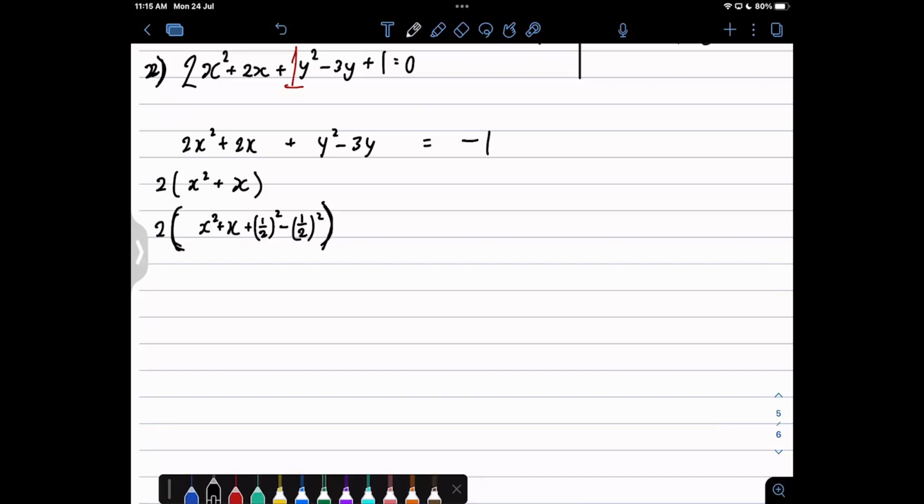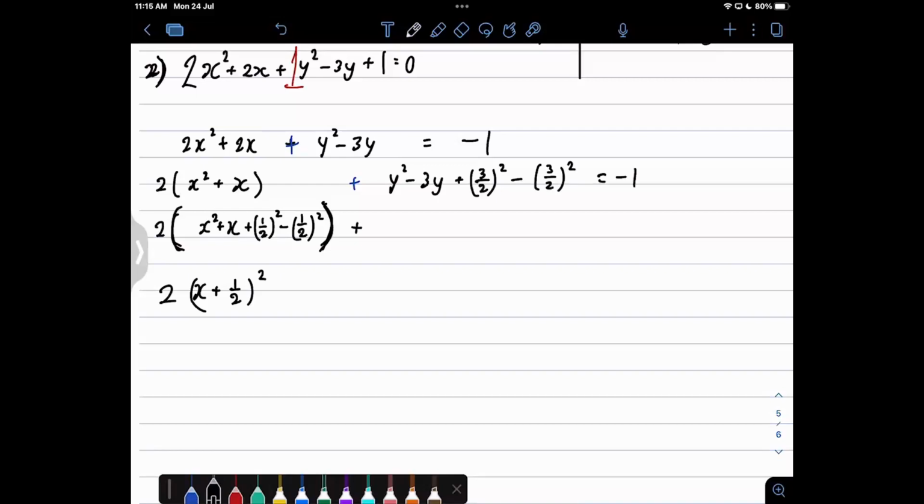Okay. Then from here, this becomes x plus half bracket square times the 2 in front. Is it okay so far? Then I do the same thing for my y now. So plus y squared minus 3 over y. So I get y squared minus 3y plus half the coefficient of 3 bracket square minus half the coefficient of 3 bracket square equals -1.